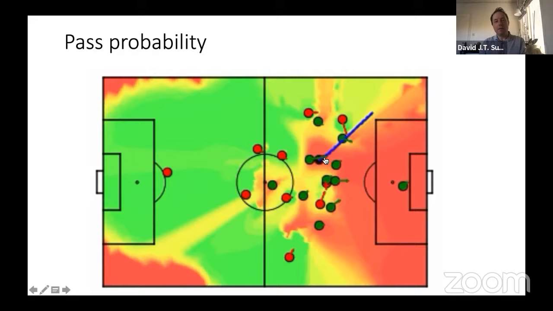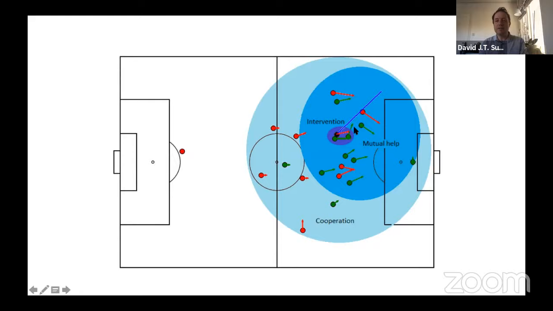Just to reinforce this, what we would say is that this type of disruptive run is happening in the mutual help zone, because you can think of it as increasing the pass probability of things around about here. You want to do the mutual help zone.